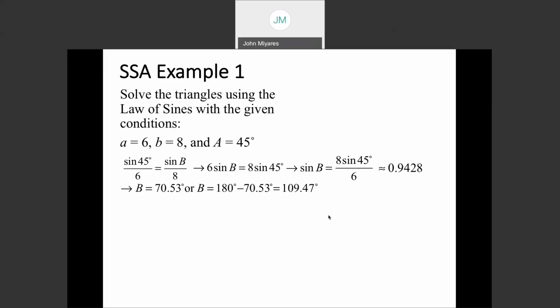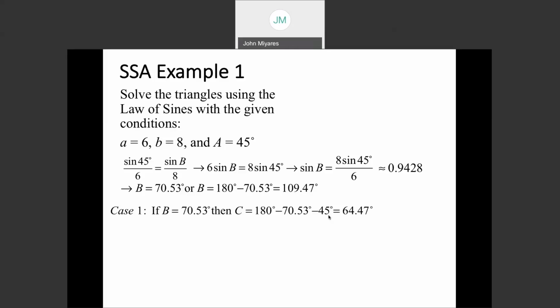Coming back to our problem, angle B could either be 70.5 degrees or 109.5 degrees. What we're going to do from here is assume at a minimum that the acute solution is valid and try to solve the triangle from there. So if we assume that angle B is 70.53 degrees, we can solve for angle C knowing that the sum of the three angles always adds up to 180. To get angle C, we'll subtract and get 64.47 degrees.